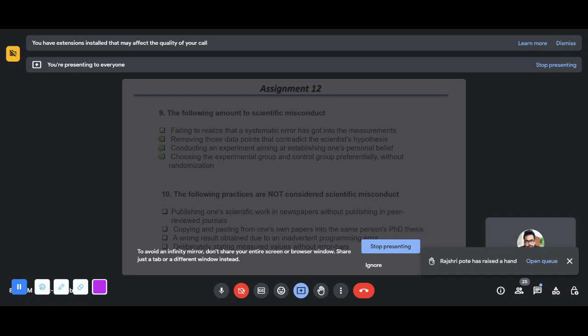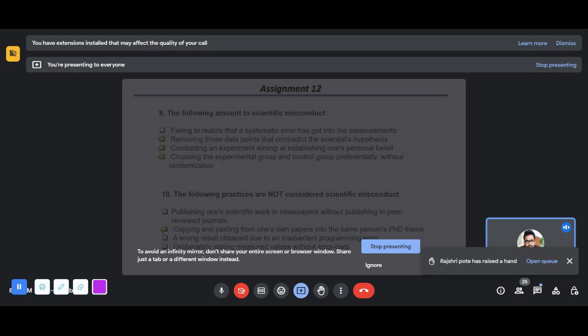So the final problem is: which of the following practices is not considered scientific misconduct? The first one is publishing one scientific work in newspapers without publishing in a peer-reviewed journal. That is not correct. If you are not going through a peer review, it will be considered misconduct.